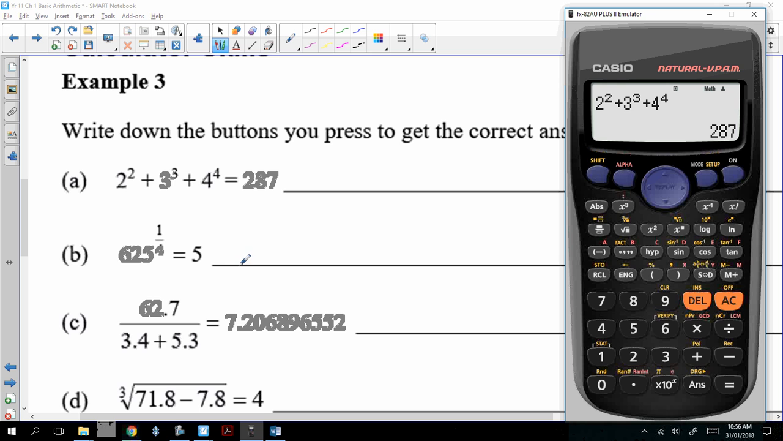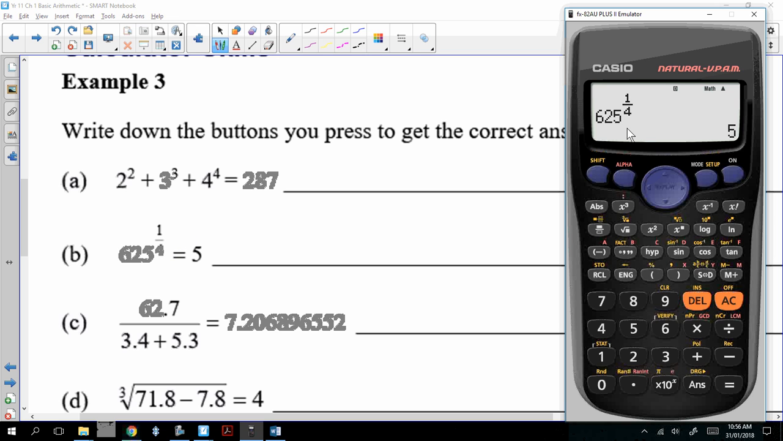Okay, how do you do that? You just do 625, and you press the same button again. Just press the power, and then you press the fraction 1 over 4. You should get 5, okay? If you have trouble doing that, that's why you need to get the calculator. If it's a different brand, it's going to be more difficult to press these buttons. So it's best if you get the calculator, okay?